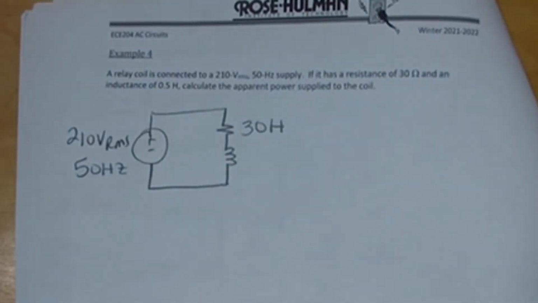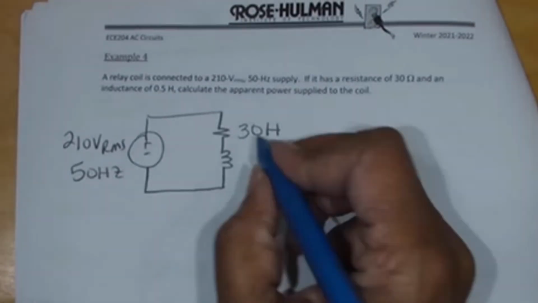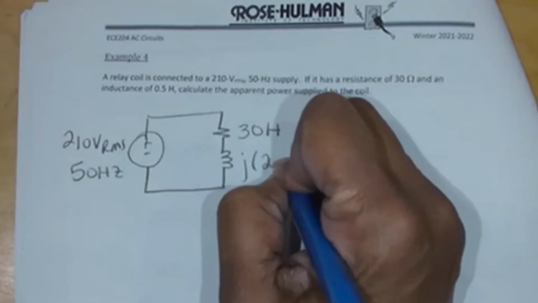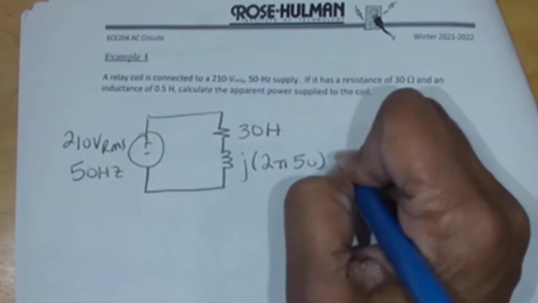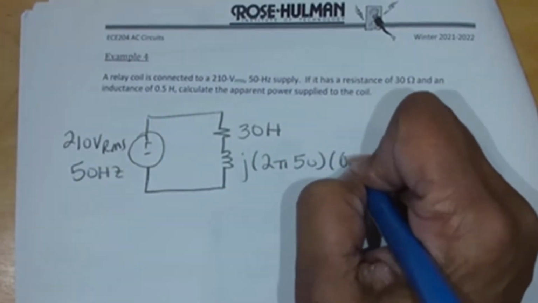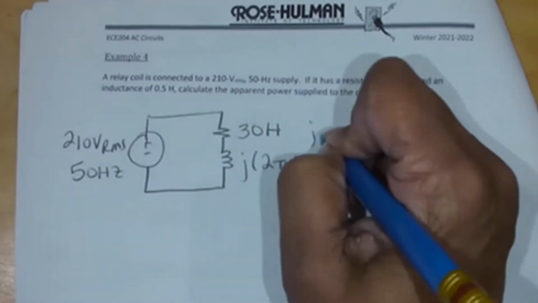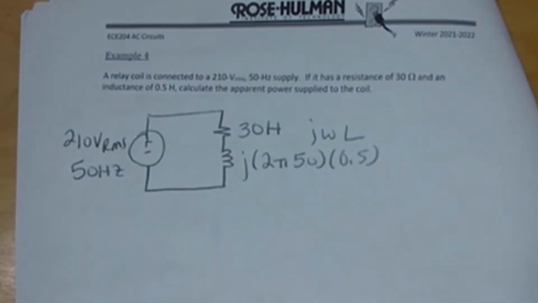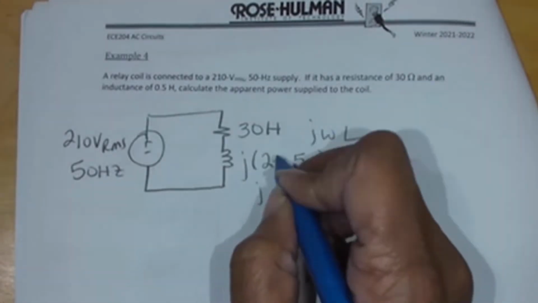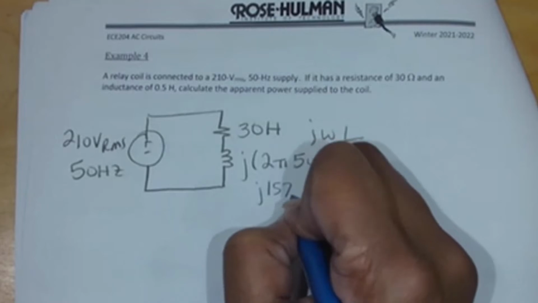In the frequency domain, that inductor would be j 2 pi 50 times 0.5, because that's j omega L. So that is j 157 ohms.